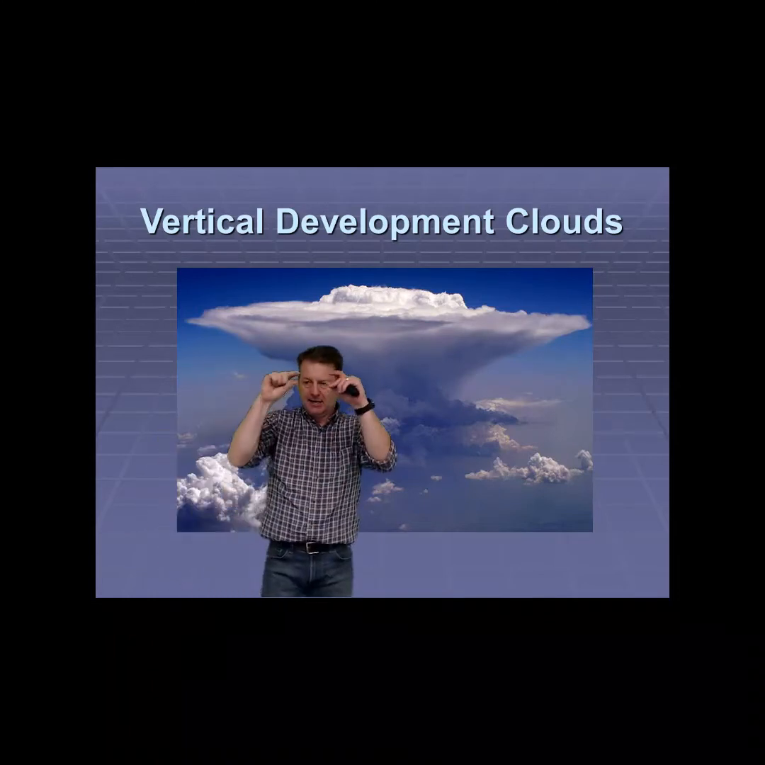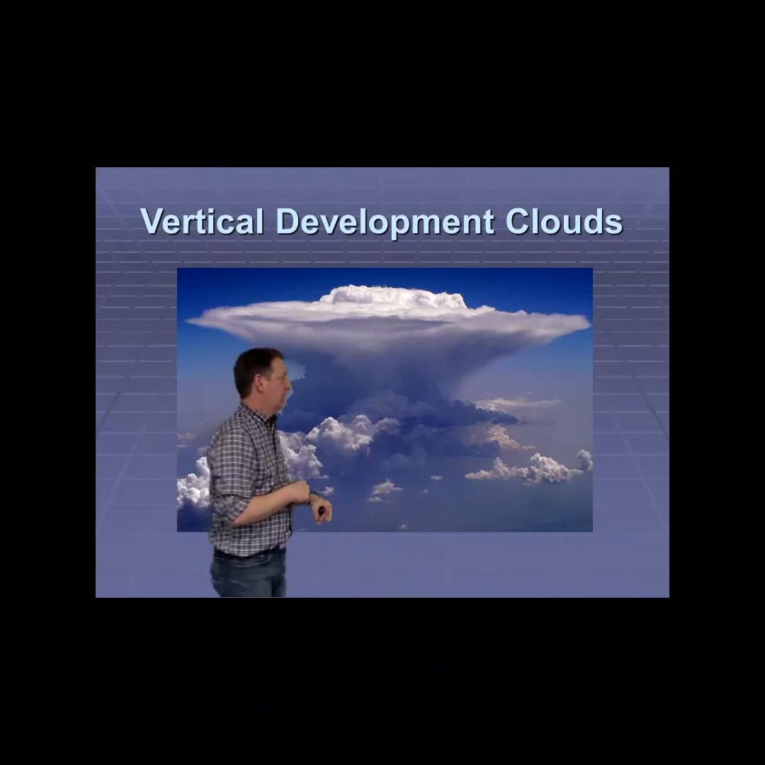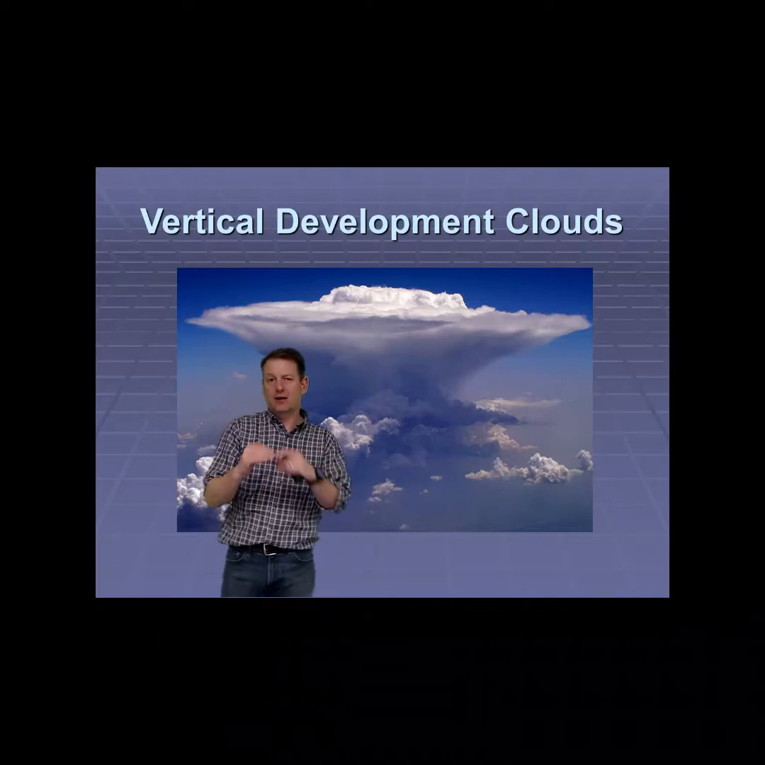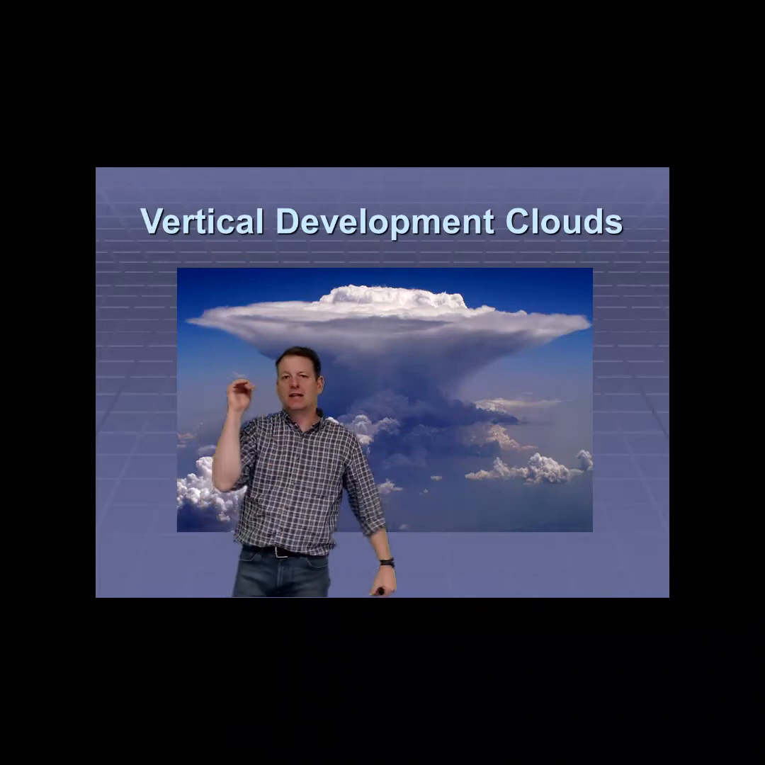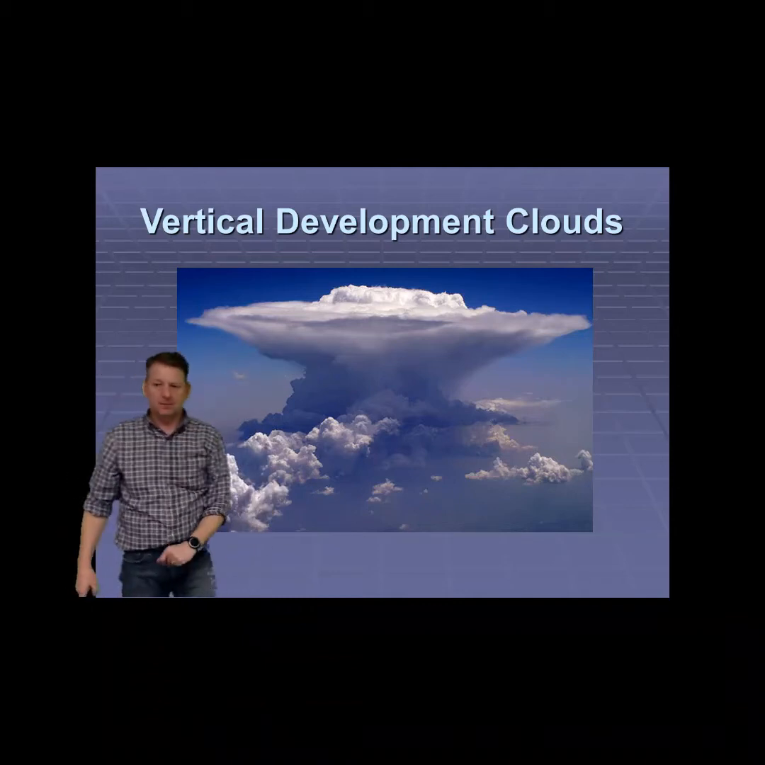That little hat at the top of that is actually in the stratosphere. Love this kind of cloud. It shows us a lot of what's going on in the atmosphere. We can actually see where that layer between the troposphere and the stratosphere is by looking at this type of cloud. So this is a cloud with vertical development.